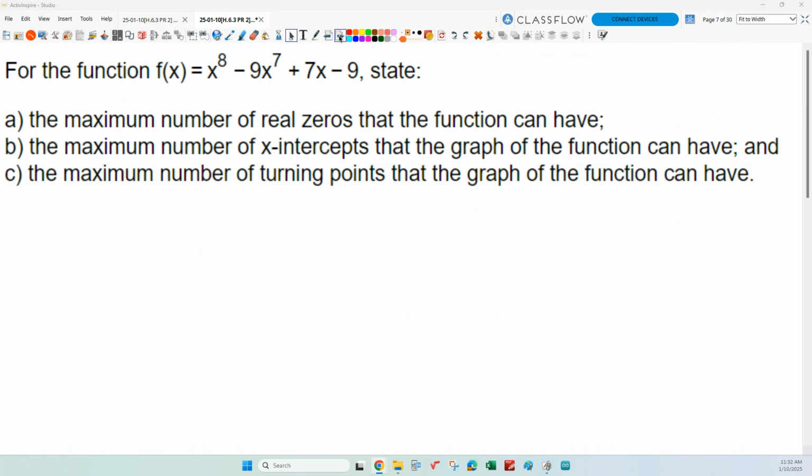For this function, f of x, real quick, what's the maximum number of real zeros it can have? You can just say it, everybody. 8, right? Good. Okay, because that's the degree. What's the maximum number of x-intercepts? 8. They're the same question, aren't they? X-intercepts and real zeros are the same thing. And what's the maximum number of turning points? 7. Yeah. 1 less.